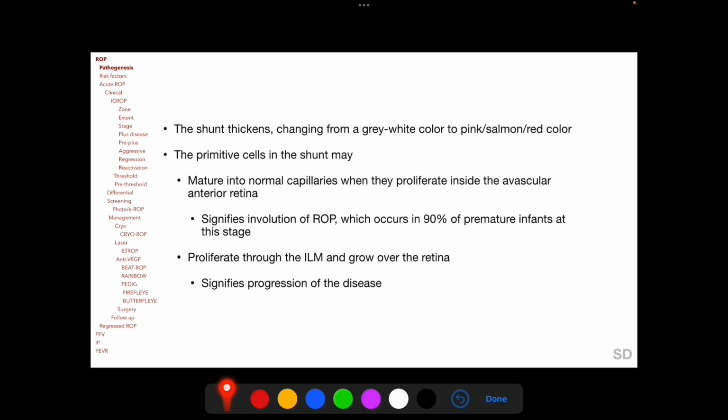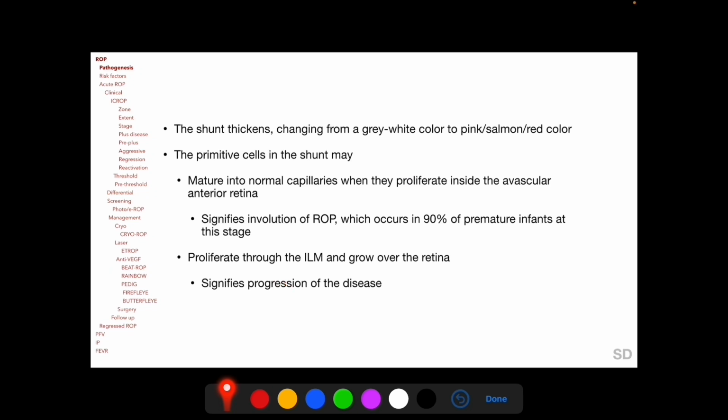The mesenchymal arteriovenous shunt subsequently thickens to form a ridge, which we will discuss, and the primitive endothelial cells in the shunt may either mature into normal capillaries when they proliferate inside the avascular anterior retina, which signifies involution of retinopathy of prematurity, which occurs in the majority of premature infants with this stage or stage 2 of ROP, which we will be discussing further, or proliferate through the internal limiting membrane and grow over the retina, signifying progression or deterioration of ROP.